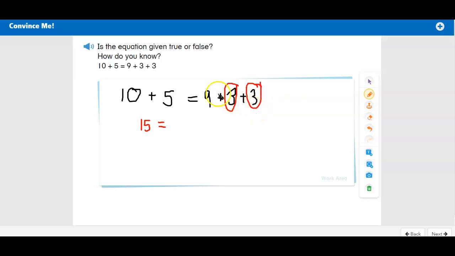I know that 3 plus 3 is 6. So now I need to know 9 plus 6. Well, I know that 10 plus 6 is 16. So 1 less would be 15. So this equation is telling me that 15 is equal to 15. So this equation is true. And I know it's a true equation because both answers on the side of the equal sign are the same.